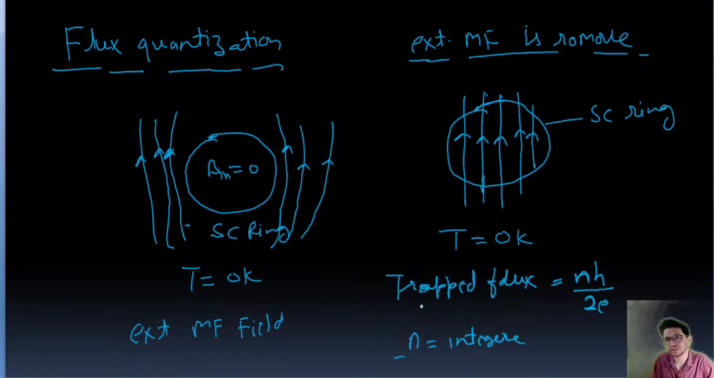Okay, n is an integer, so this trapped flux is equal to nh upon 2e. Okay, so flux.